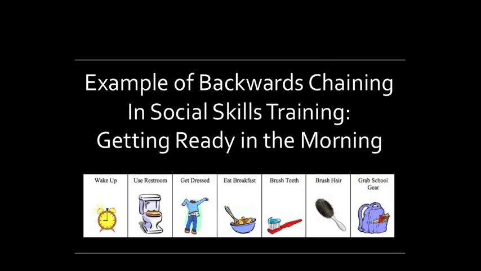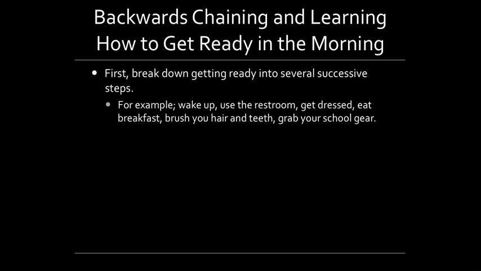Here is an example of how backwards chaining can be used to teach a social skill, in this case, getting ready in the morning. First, break down getting ready into several successive steps. For example, wake up, use the restroom, get dressed, eat breakfast, brush your hair, and grab your school gear.